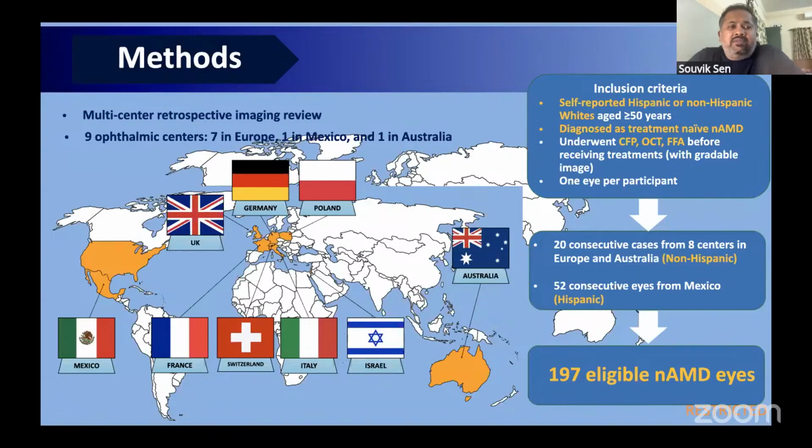So the study was actually a multi-center retrospective imaging review done in 9 centers around the world: Europe, Mexico, Australia. So what they did was they selected 197 patients with neovascular AMD, not patients, but eyes with neovascular AMD, and they tried to screen them using a combination of OCT and color fundus photo and the criteria that I mentioned to screen out the patients in this group who might have IPCV.